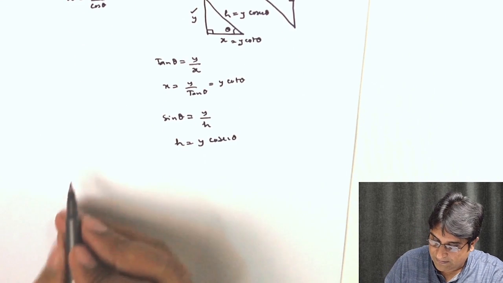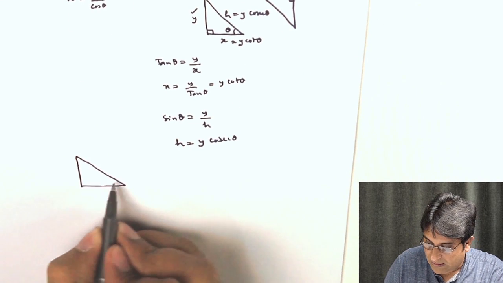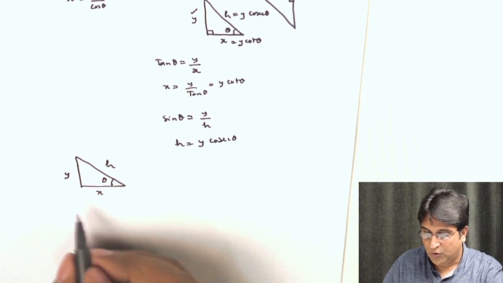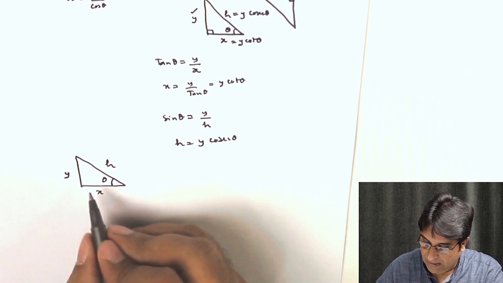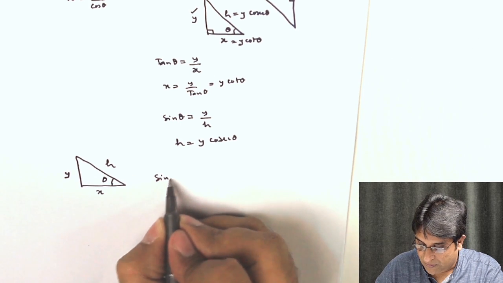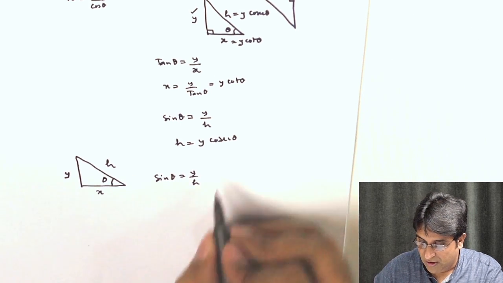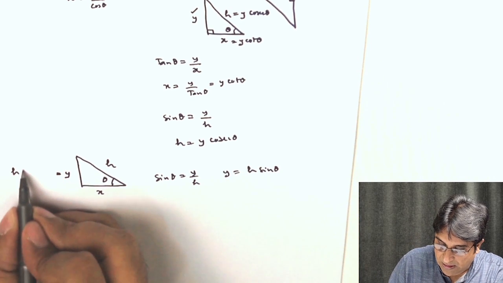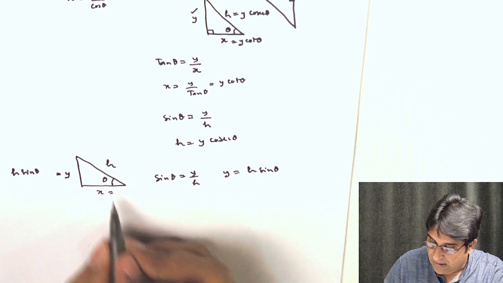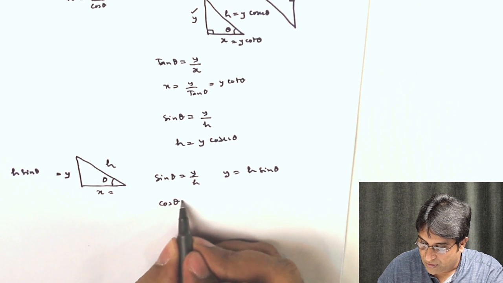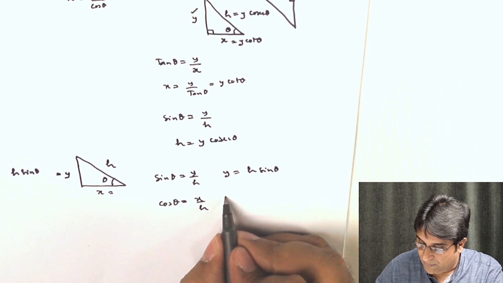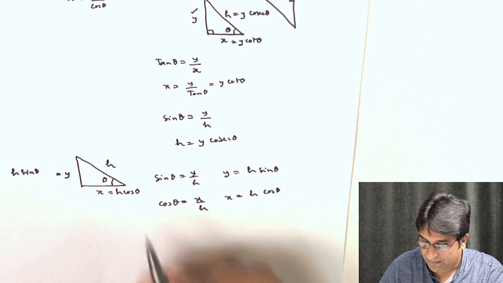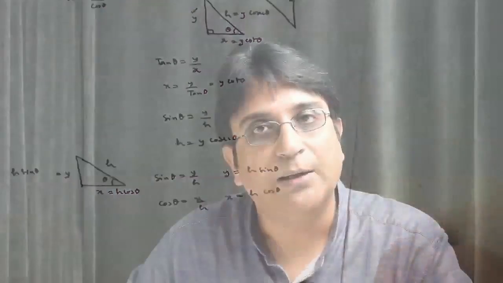And the last case, you know theta and you know hypotenuse. You have to find base or adjacent and opposite. So again, let's use sin theta first. Sin theta is y by h. So what is y? Y is h sin theta. So this part will become h sin theta. And to find x, we'll use cos theta. What is cos theta? X by h. So what is x? H cos theta. So this will become h cos theta. So this is how all the variations in type 1 can be handled.